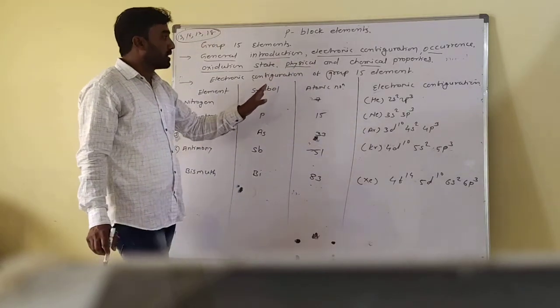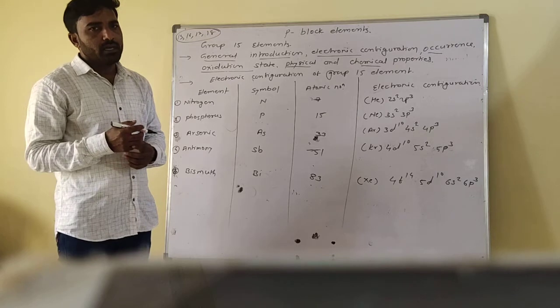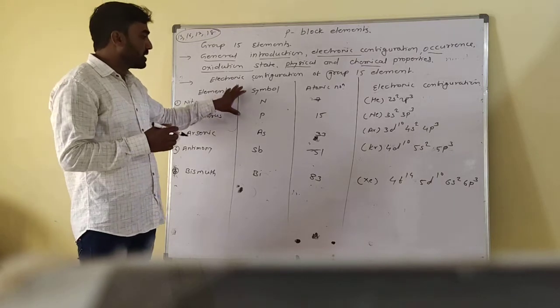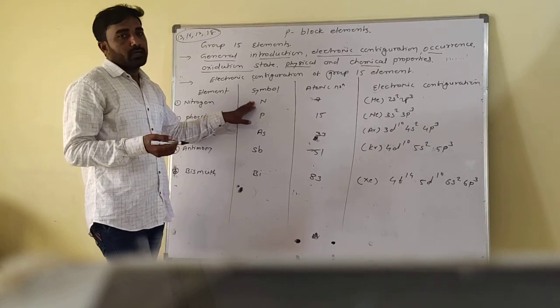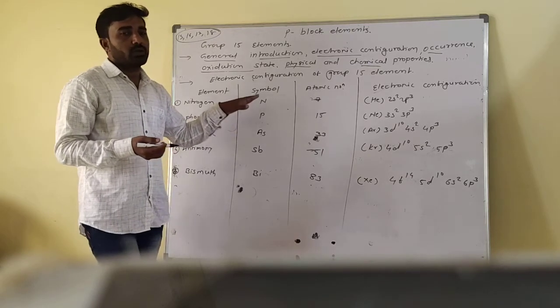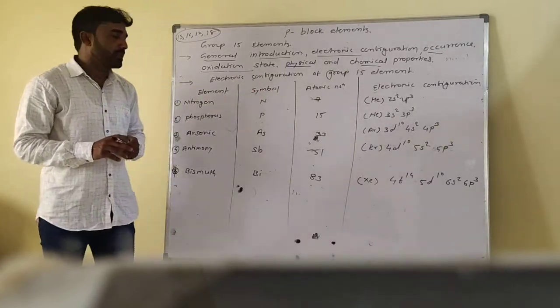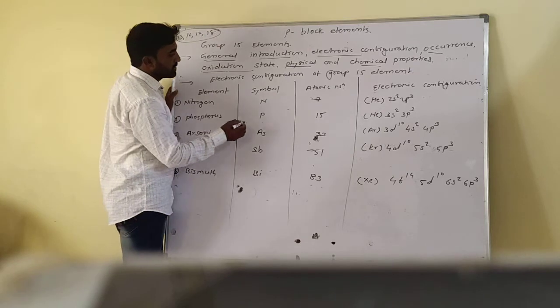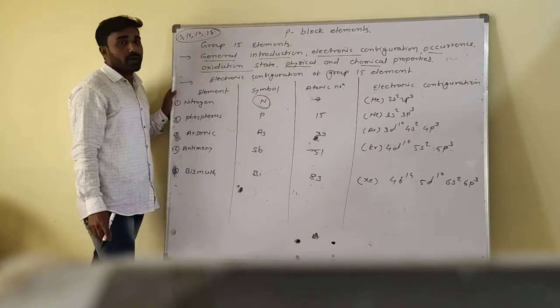So in general, group 15 elements are present in the p block, and those elements show electronegative properties. Electronegative elements, you know about that: left to right, the electronegativity increases. So this is the nitrogen family, and nitrogen is the first element.